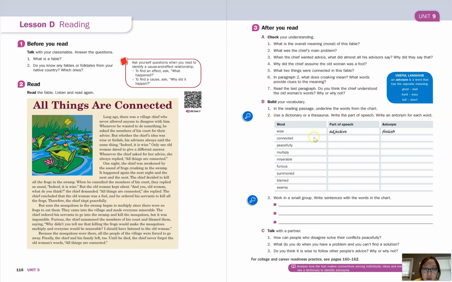So if you need help, you can use a dictionary or a thesaurus, and you already know what a dictionary is, and a thesaurus is a resource that shows you similar words and opposite words of words. So go ahead and pause the video and continue when you're finished with this exercise. So just do exercise B, number 1 and 2. You don't have to worry about 3 and letter C. Okay?